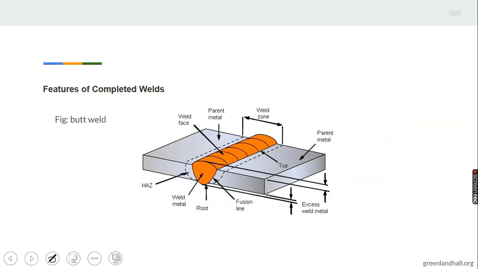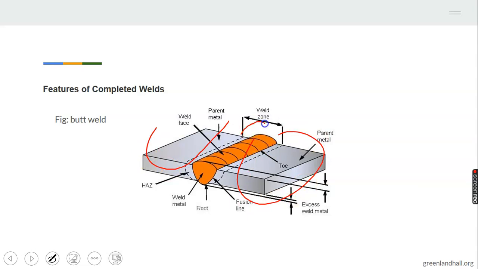Now, look at this feature of a completed weld. This type of weld is butt welding. We are going to be looking categorically at the types of welding in the next class. Okay, so you look at this. This is the parent material. Parent material, they got broken, and you need to weld them.